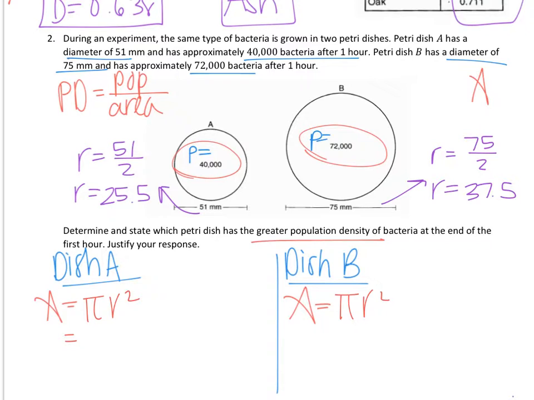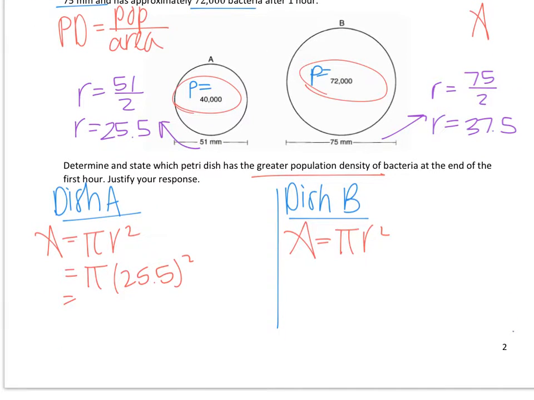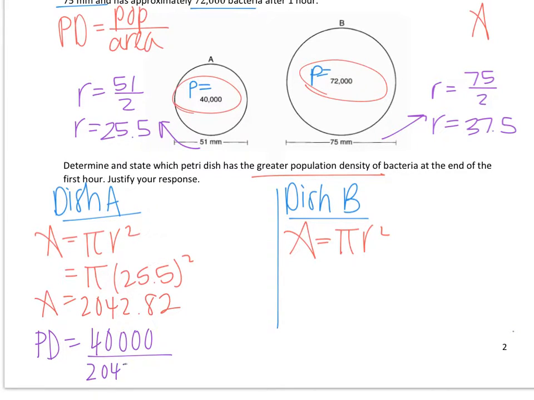So we're going to plug in our radius that we found for the first one, and we're going to type it into our calculator to get a number. Pi times 25.5 squared. You're not going to round it at all. They didn't tell you to round, so we're going to leave it just the way that it is. 2042.82. Now to calculate the population density, we take our population, 40,000, and divide it by the area, 2042.82. Again, no rounding here.